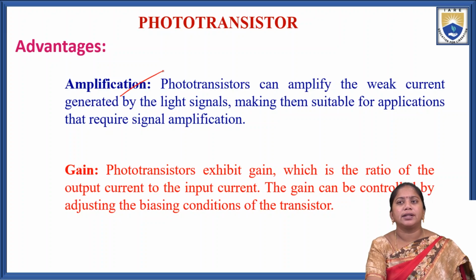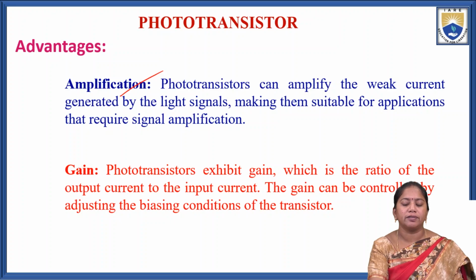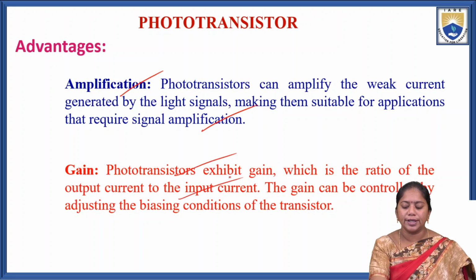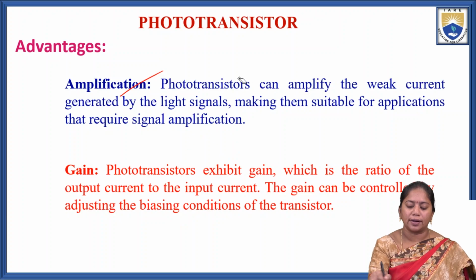Amplification. Phototransistors can amplify the weak current generated by light signals, making them suitable for applications that require signal amplification. Gain. Phototransistors exhibit gain, which is the ratio of the output current to the input current. The gain can be controlled by adjusting the biasing conditions of the phototransistor.